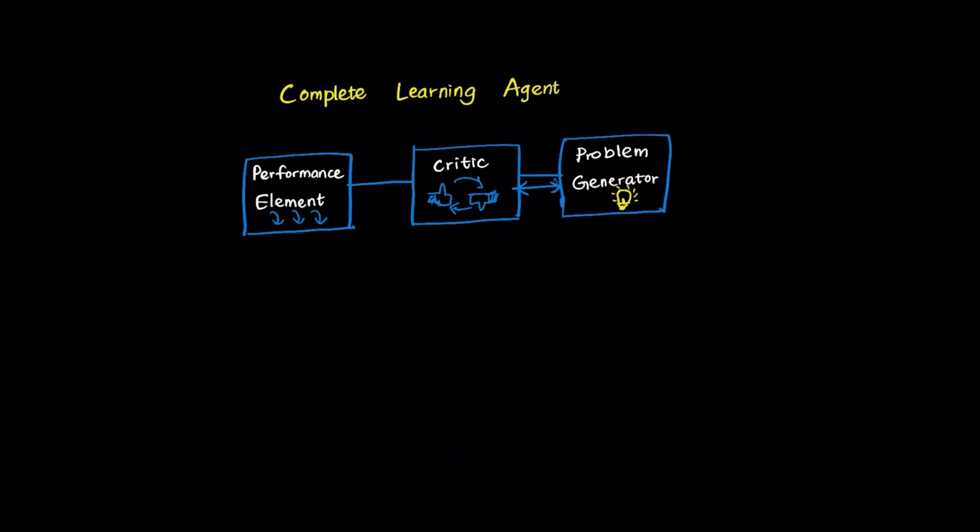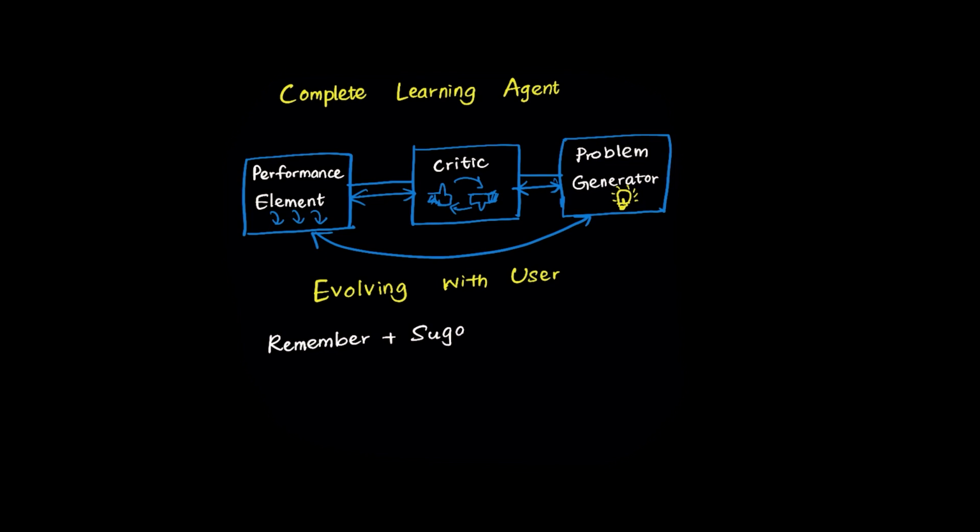This complete system creates a dynamic assistant that not only remembers your coffee order, but also suggests trying a new podcast based on your interests. Individual components alone can't achieve this. Without all three working together, the assistant would either blindly execute without learning, evaluate without acting, or explore without purpose.